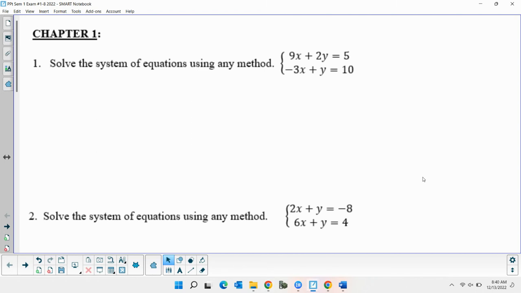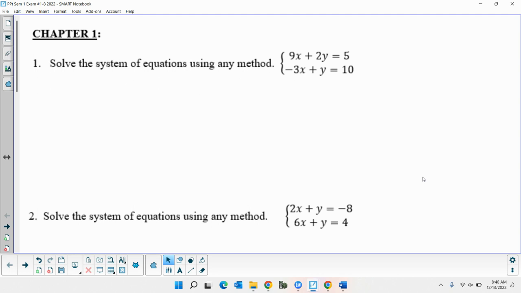All right, here's what I would do for the first one. There's different ways. You can do substitution, elimination, you can do graphing, or I showed you how to use the calculator to do the matrices, right? So that's what I'm going to do.